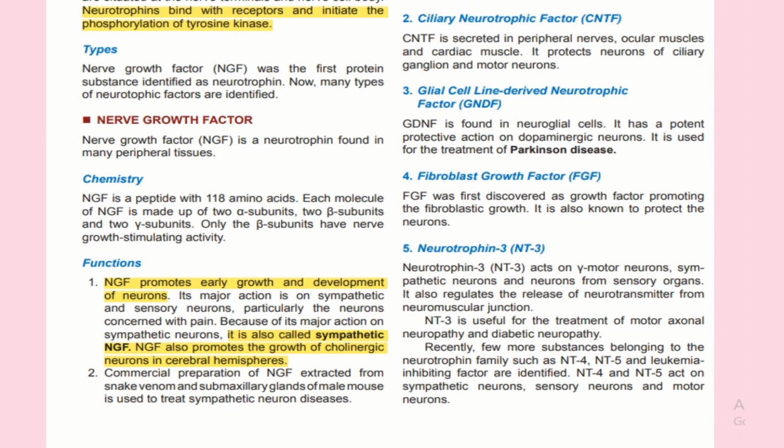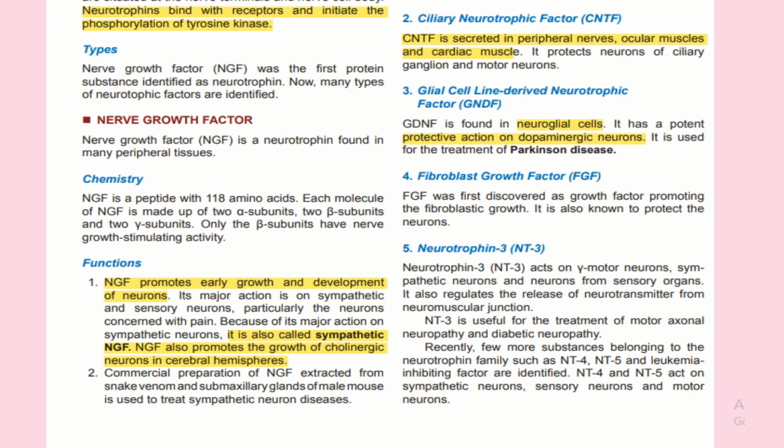Then we have ciliary neurotrophic factor, which is secreted in peripheral nerves, ocular muscles, and cardiac muscles. It protects neurons of the ciliary and ganglionic motor neurons. Glial cell line derived neurotrophic factor, GDNF, is found in neuroglial cells, as the name says. It has a potent protective action on dopaminergic neurons. It is used for the treatment of Parkinson's disease.